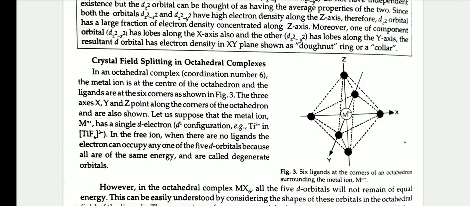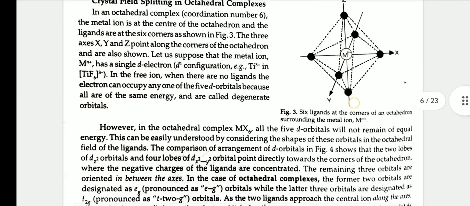However, in the octahedral complex MX6, all the 5 d orbitals will not remain of equal energy. This can be easily understood by considering the shapes of these orbitals in the octahedral field of ligands. The comparison of the arrangement of d orbitals shows that the two lobes of the dz square orbital and four lobes of the dx square minus y square orbital point directly towards the corners of the octahedron where the negative charges of the ligands are concentrated. The remaining three orbitals are oriented in between the axes.